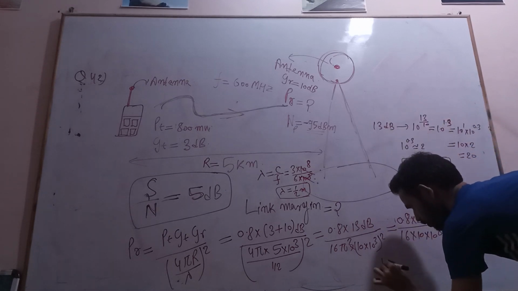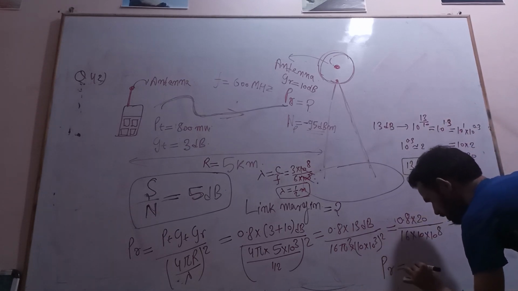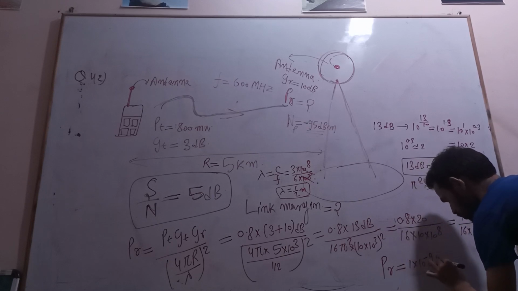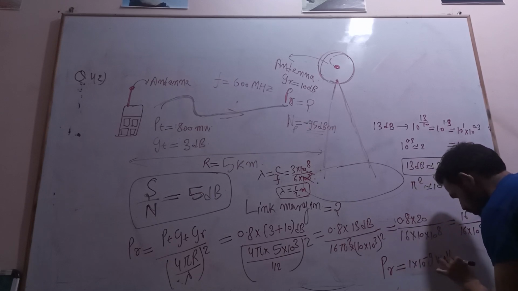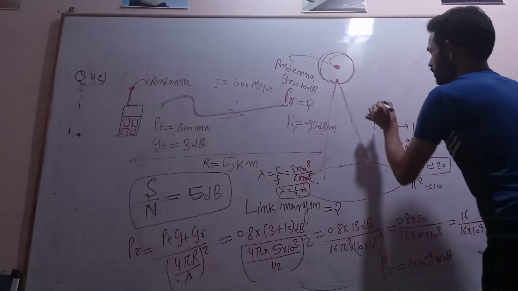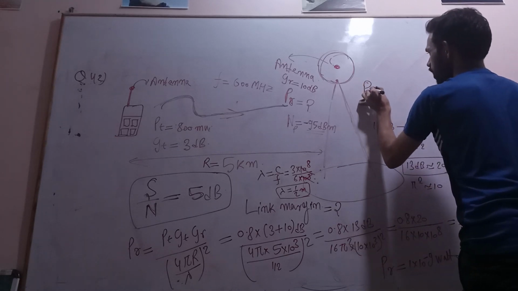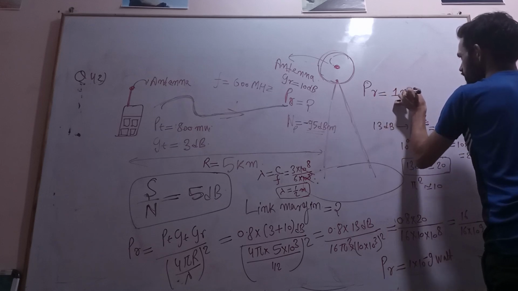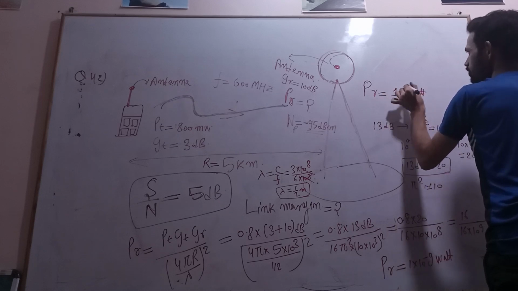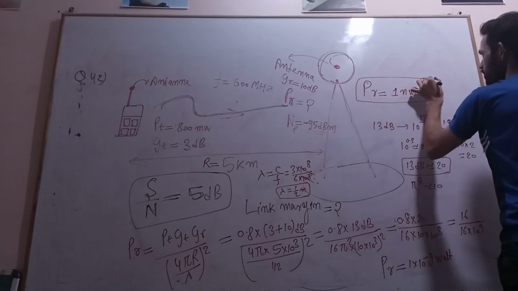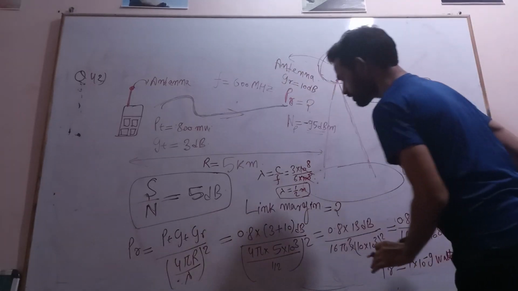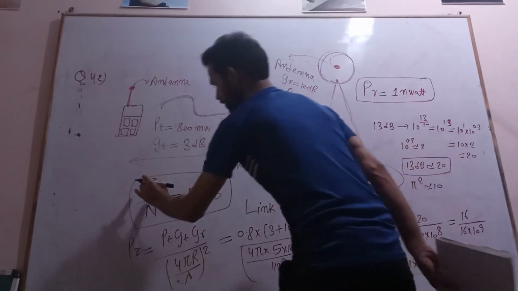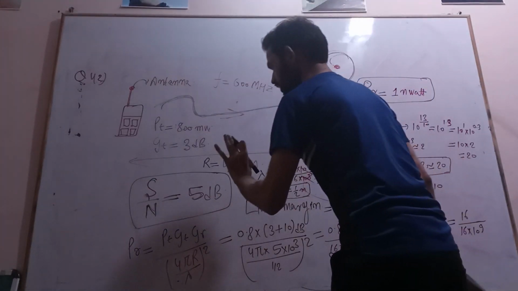So overall received power is how much? 1 into 10 to the power minus 9 watt. So we got received power of 1 nanowatt. This is my received power, which means signal power is 1 nanowatt.